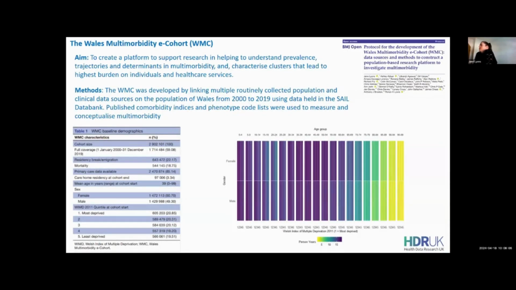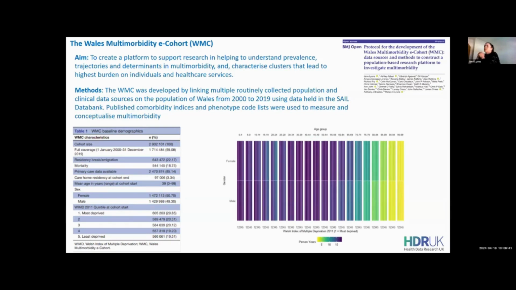So I previously worked with HDR UK on the multimorbidity work programme for the first round of funding, and I still work closely with HDR UK colleagues, but I now work for ADR Wales. When I was working for the multimorbidity work stream, I was tasked with creating the Wales Multimorbidity e-Cohort. And so this cohort contains all individuals living in Wales on the 1st of January 2000, with follow-up until death, residency break or study end date, which was the 31st of December 2019.